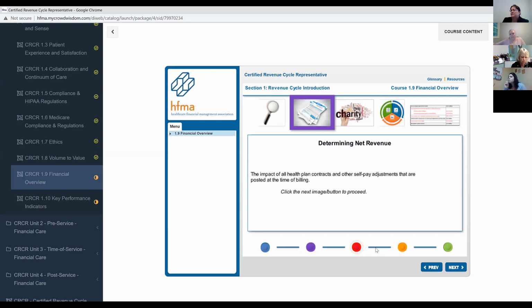Charity care is another allowance, but it's basically eliminating the revenue, and it's embedded in net revenue. There's no expense associated with that, but the concept is still the same. If you're 100% charity care, we're not generating any revenue from that patient, so the allowance equals the charge, and we have no revenue associated with it.